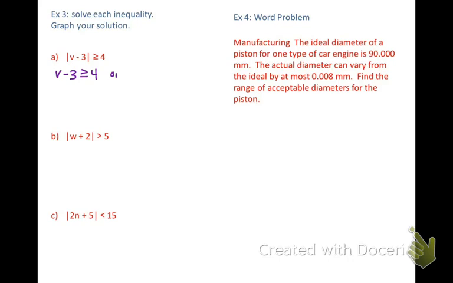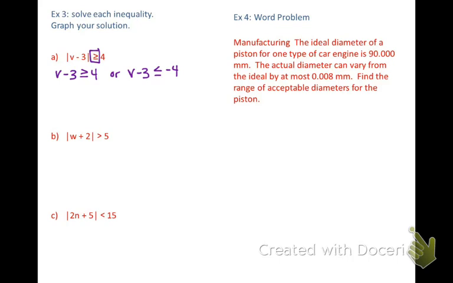Then we have it a little different. You're going to still have V minus 3, what's inside the absolute value, but this time we are going to switch the inequality. So we're going to switch it to less than or equal to, and then you switch to the opposite of the number that is given. So that would be negative 4. So now we have our two equations we are going to work with.